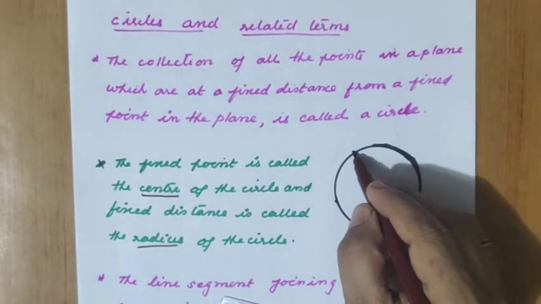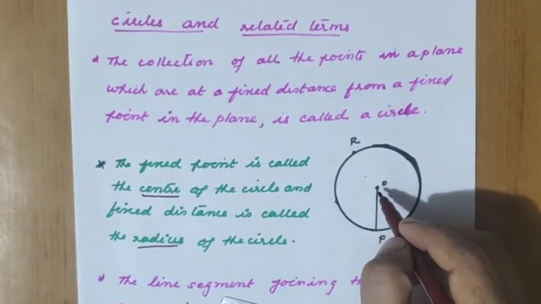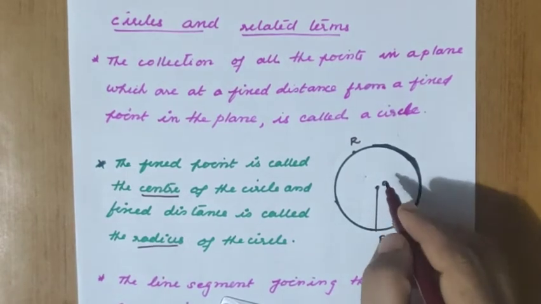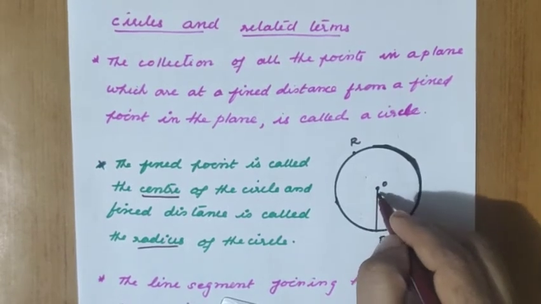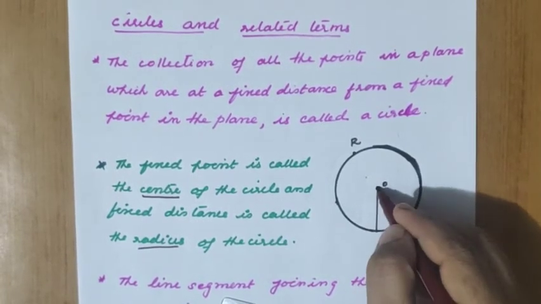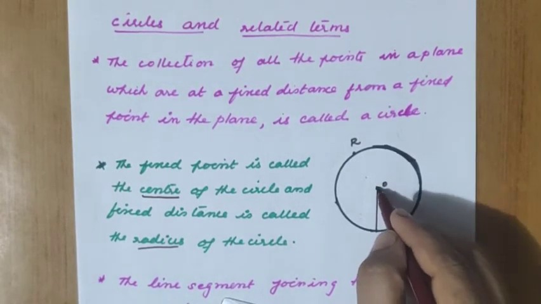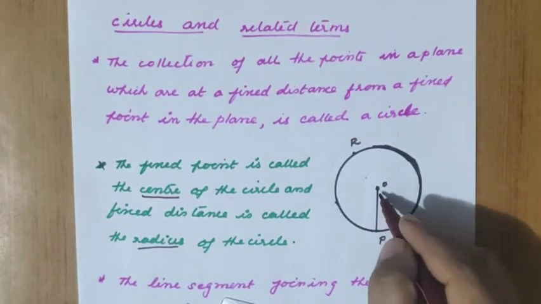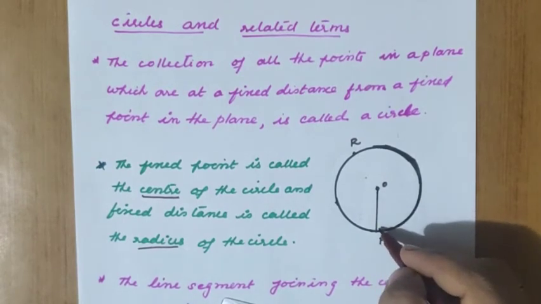Any other point if you mark here, let us take R only. In lower class itself we have studied this one. So when we are taking the measurement of OR, it is also equal to OP. That is why the collection of all the points in a plane which are at a fixed distance from a fixed point is called a circle. The fixed point, here O, is called the center, and the fixed distance is called the radius. Radius we are using as a line segment also, and in terms of length also we are using.